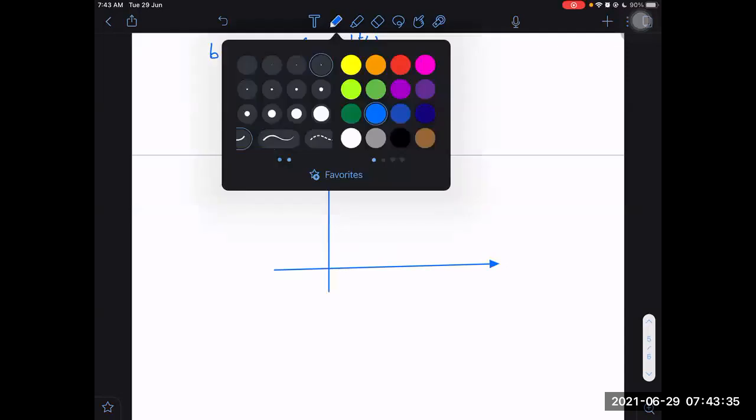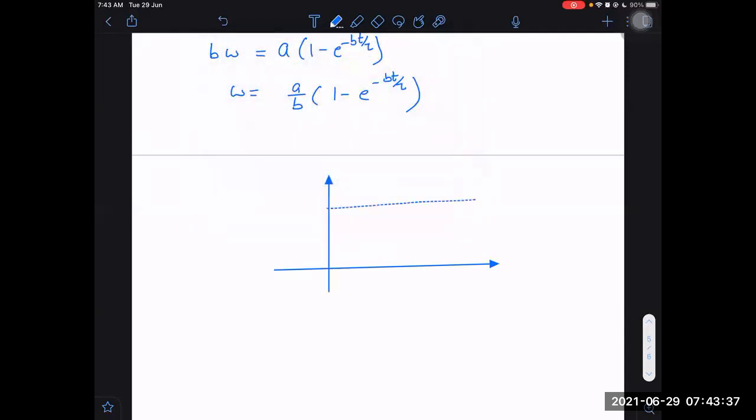It is increasing and finally attaining a constant value at last, terminal omega, we can say, in the steady state condition, which we have already found before. Omega final, omega terminal. Omega terminal is nothing but a by b, terminal angular velocity or speed. This one is time here, and this is omega. This type of graph will be plotted.